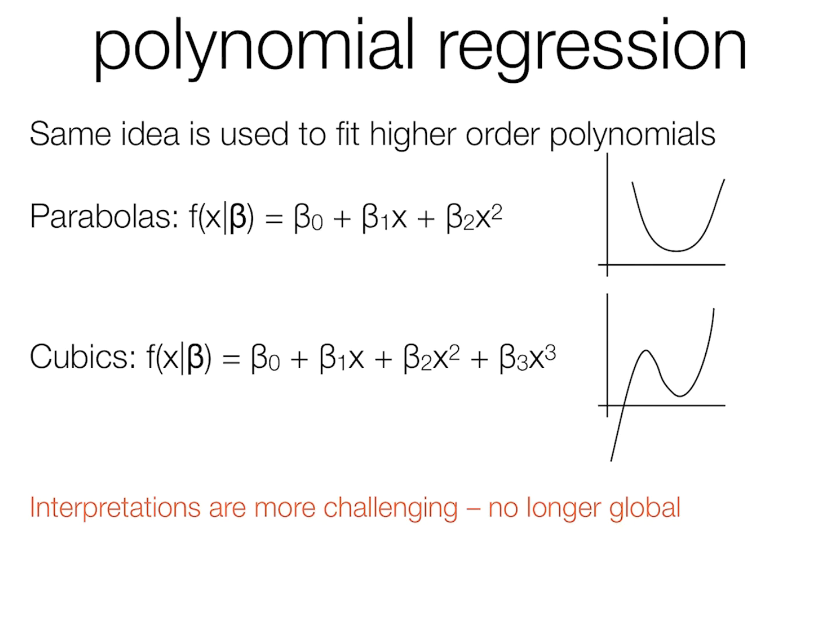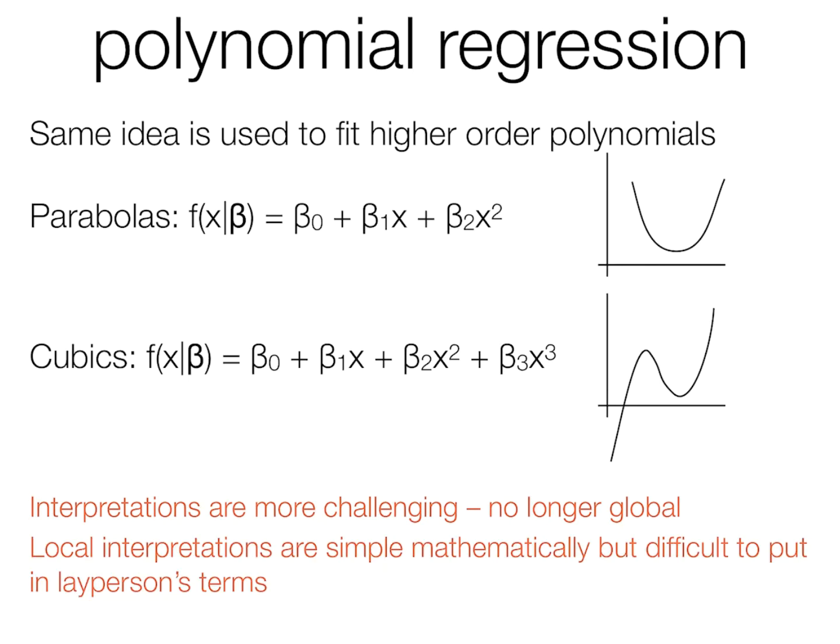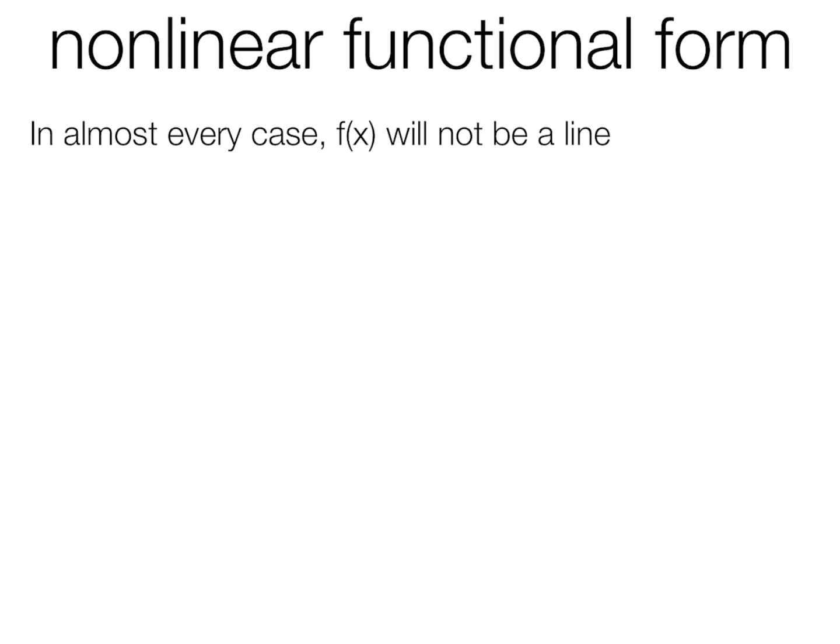The interpretation is no longer global. The change in y per unit change in x depends on what x is. For example, going from x equals 1 to x equals 2 is going to be different than going from x equals 11 to x equals 12, even though there's 1 unit difference in both circumstances. So interpretations are no longer global. Now, local interpretations are simple mathematically, but they're kind of complicated to put in a layperson's terms. So just in general, interpretation gets more challenging.